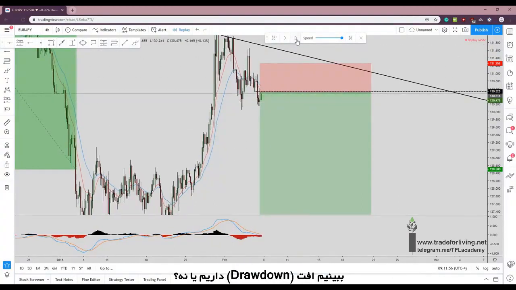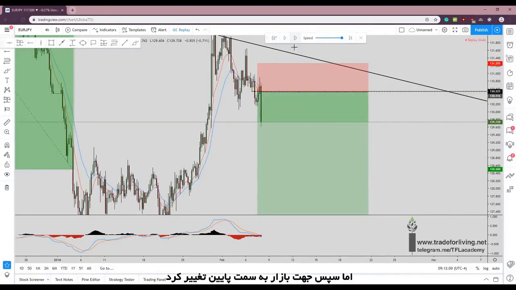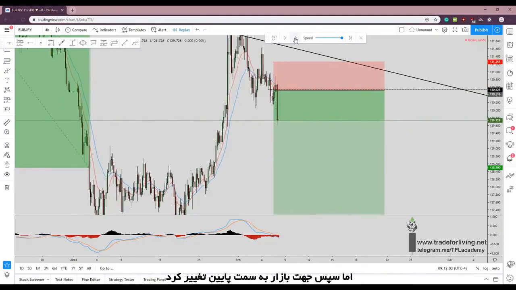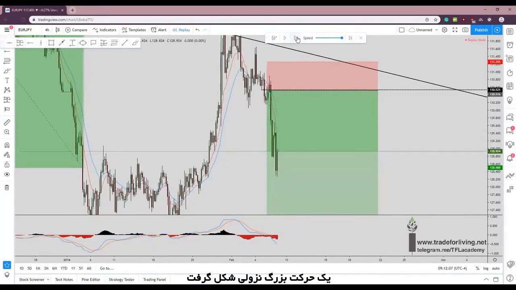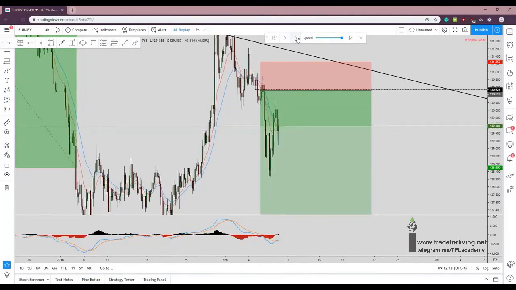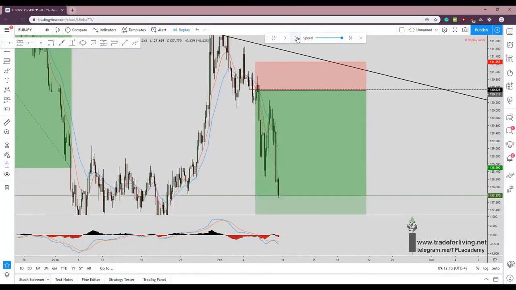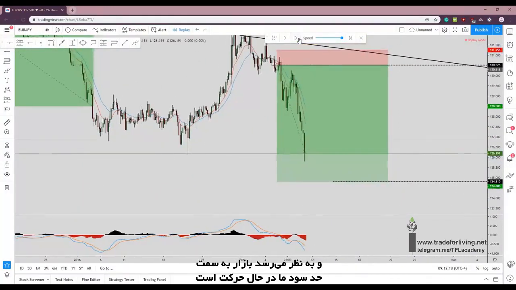Let's see if we get drawdown. Seems we're getting some drawdown, but then the market shifts to the downside, and now you're supposed to go risk free. You got a big push to the downside, and it seems the market is pushing to our take profit.